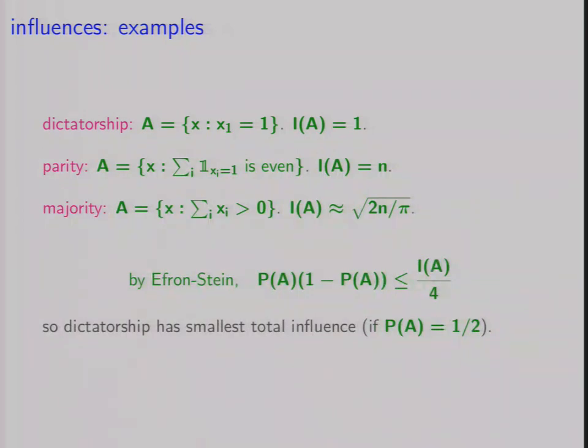What's the influence of a variable? Well, a variable is influential exactly when the sum of the other variables equals 0. This is a binomial random variable. What's the probability that a symmetric binomial is exactly equal to n half? Well, that's something like 1 over square root of n. So the total influence is n times 1 over square root of n, which is about square root of n.